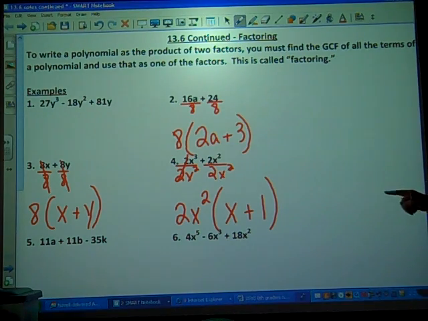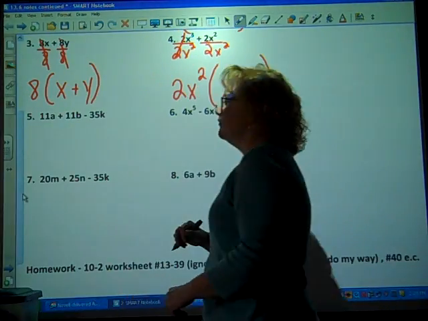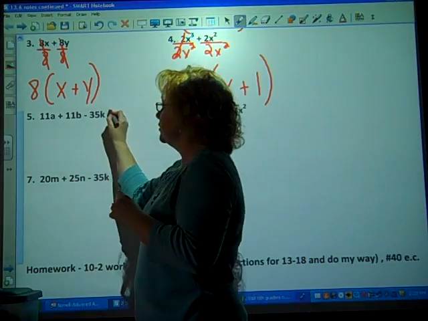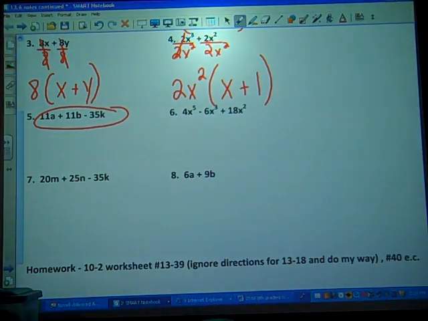Okay, how about number 5? What can I factor out on number 5? I have an 11, an 11, and a 35. There isn't anything. And how about the a, b, and the k? Nothing. Okay, so in this case, and this could happen, you're just going to circle it or rewrite it, and that's it. There's nothing you can do. But you need to recognize that there was nothing you could do.